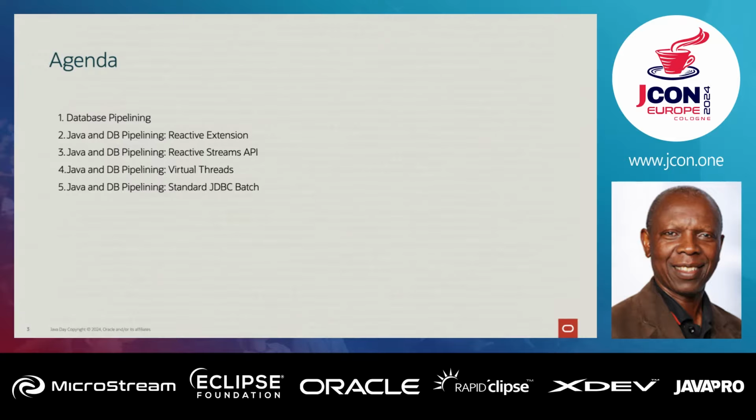Okay, so let's go to the agenda. I will explain what database pipelining is. This is new in Oracle Database 23ai, which was announced last week. I will explain what it is, why you want to consider it, and then how you exploit it in Java. I will start with the reactive extension in our JDBC drivers, and then look at the reactive streams API. We will take Project Reactor in this case, and then virtual threads, which is completely opposite to the other. And then how we exploit that with standard batching. And hopefully we can take some questions at the end.